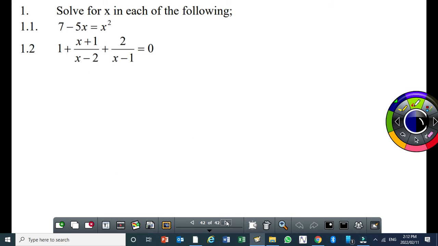Okay, then this one, that is 1.2, I said use the quadratic formula, but now this is an equation involving fractions, so you have to find the LCD first. And the LCD here, since the denominator of that 1 is the 1, it's going to be the product of x minus 2 and x minus 1. Therefore, our first term, if you consider our LCD, will be equal to x minus 2 times x minus 1.